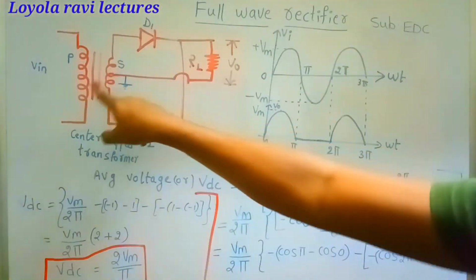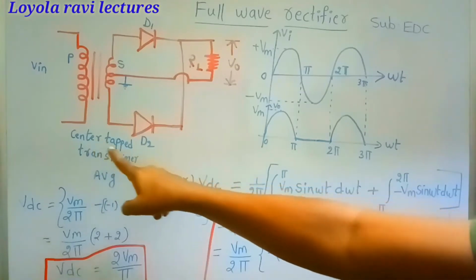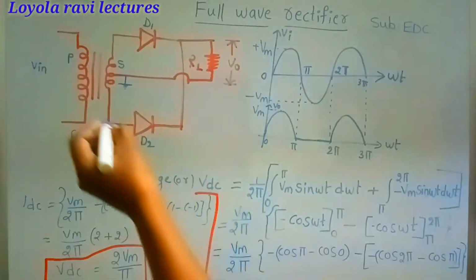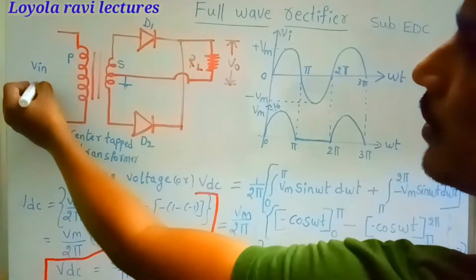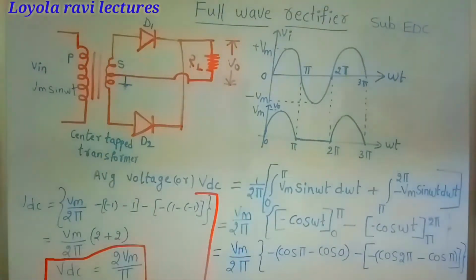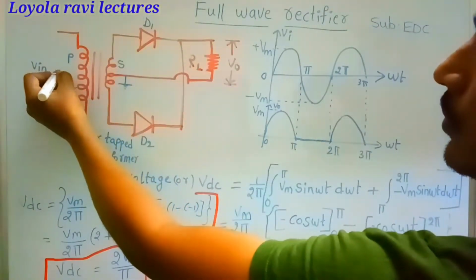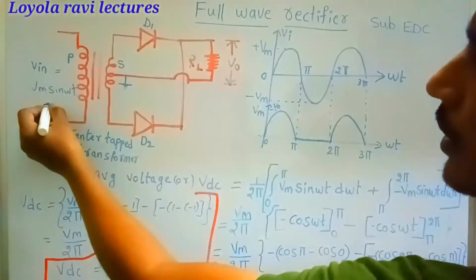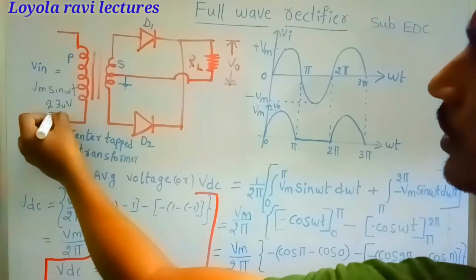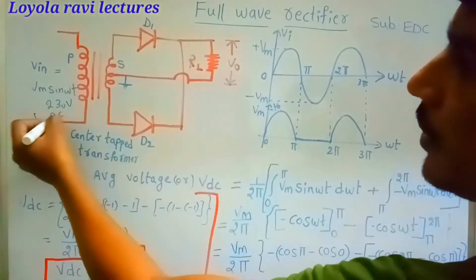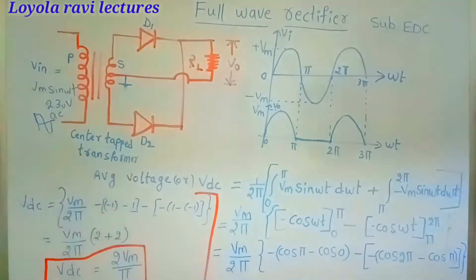It consists of one transformer, known as a center tapped transformer. Here we are giving the input signal Vin as Vm sin omega t. Generally, it is a 230 volts AC signal. We are representing a continuous sinusoidal signal. This is our continuous sinusoidal AC signal.